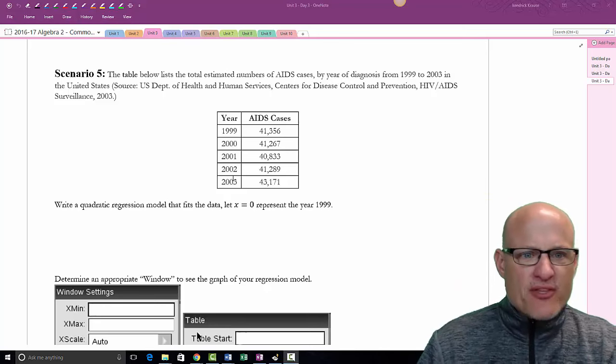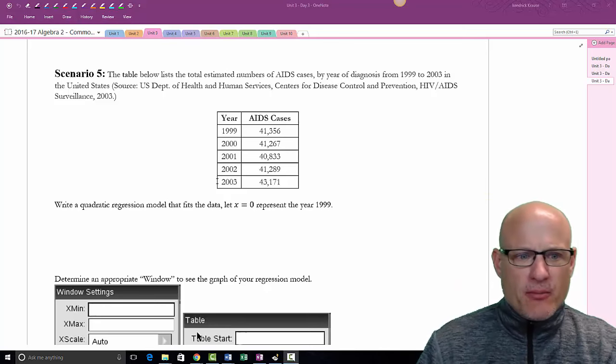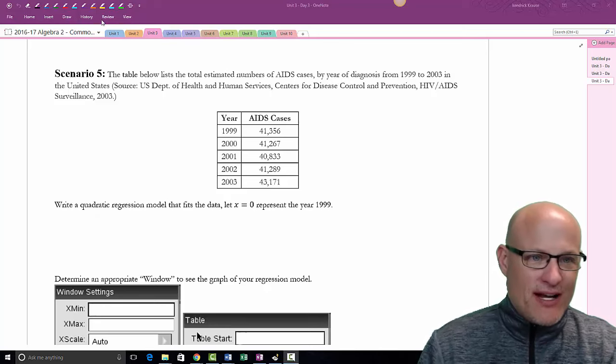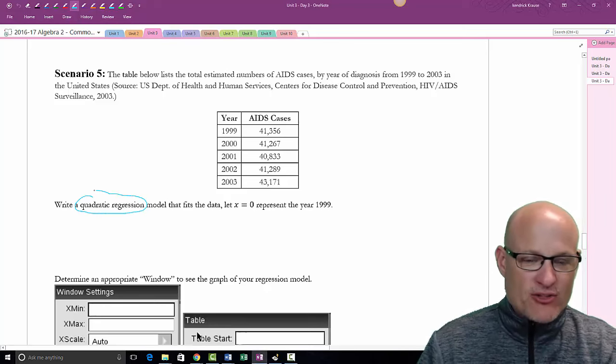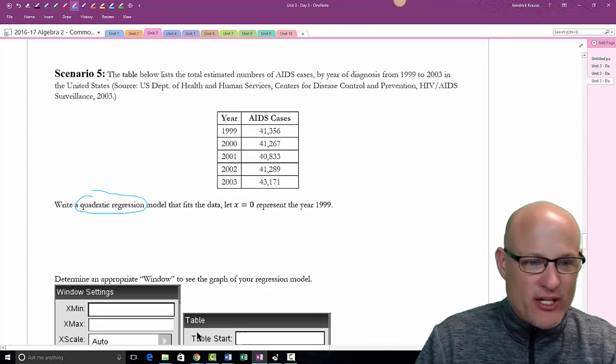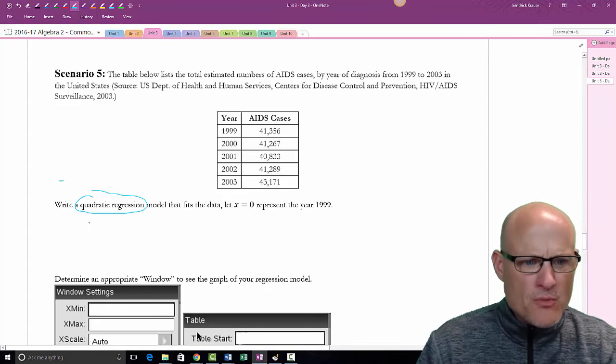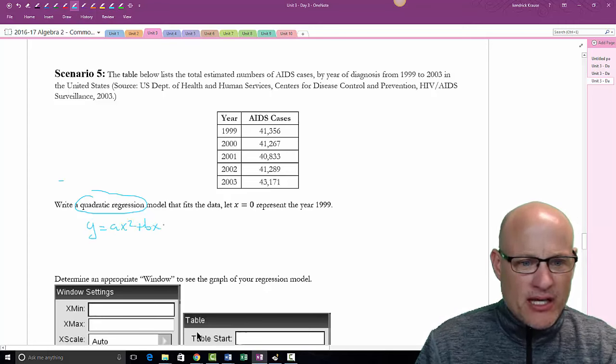Wow. Okay. The table below lists the... Oh, right, a quadratic regression. So a little review from yesterday, a quadratic regression model. So let's get this equation. We know it's going to be in the form y equals ax squared plus bx plus c. So we got to figure out what a is, what b is, what c is.